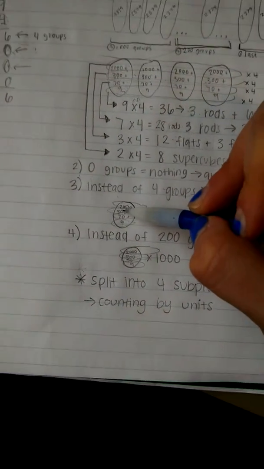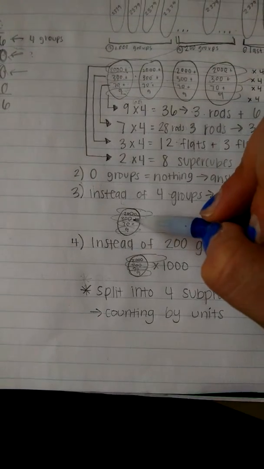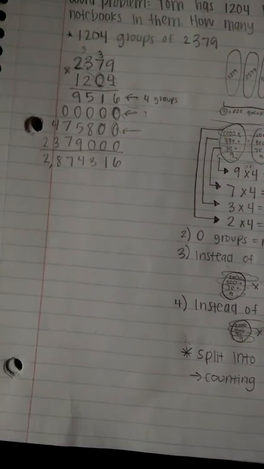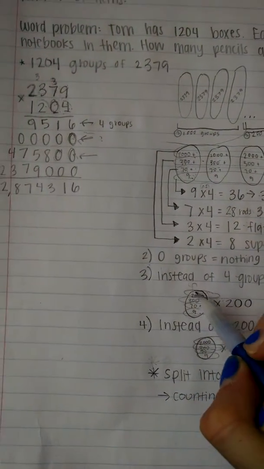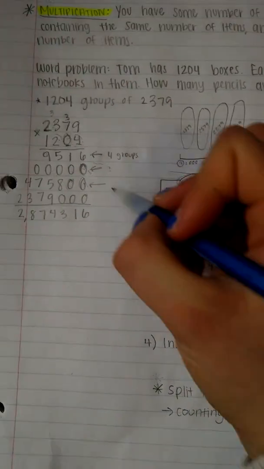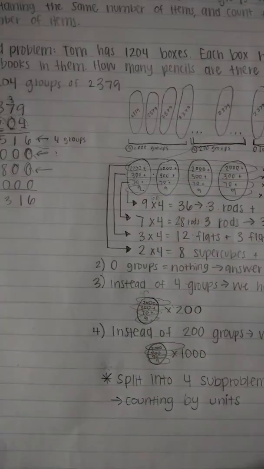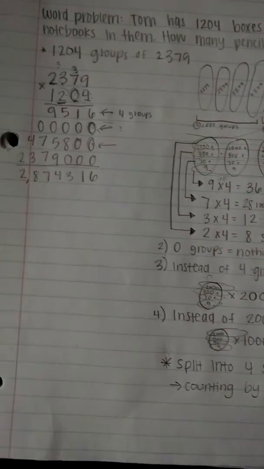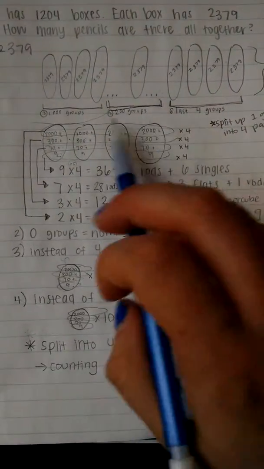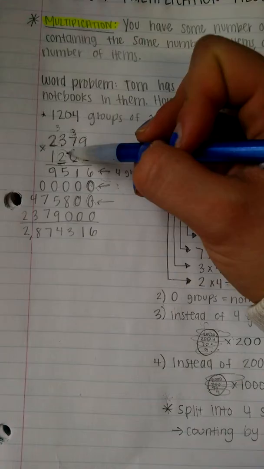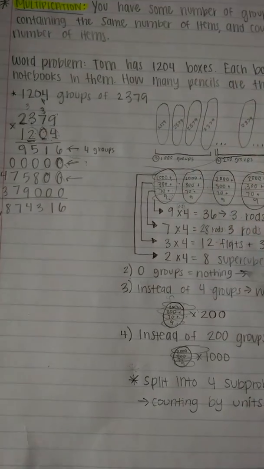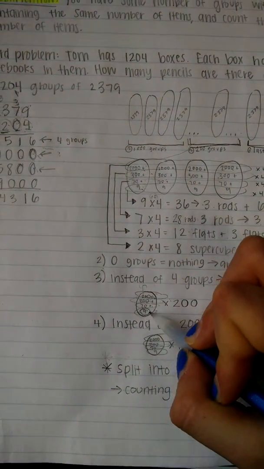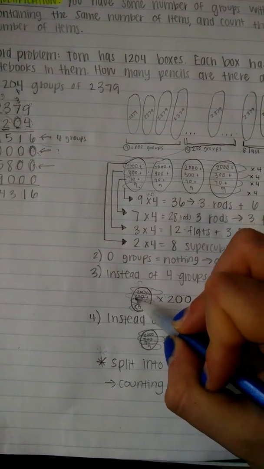Each box consists of 2,000 plus 300 plus 70 plus 9. We are going to split up this problem again and multiply each of these numbers by 200, because we have 200 groups. Now you do the same thing as we did up here. Hopefully you understood that by my example. So if we did 2 times 9, that would be 18. Plus that 1, carry that 1. Now we did it times 9.